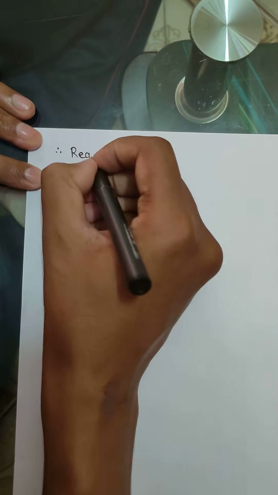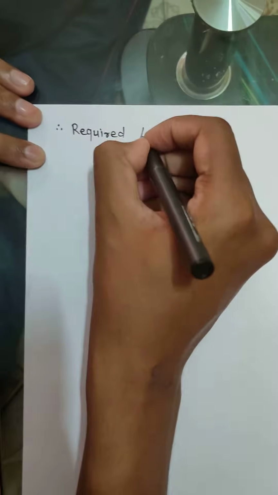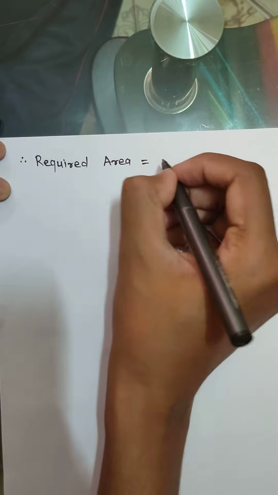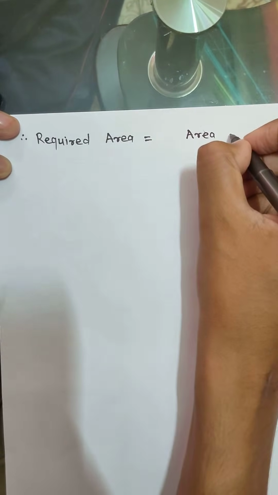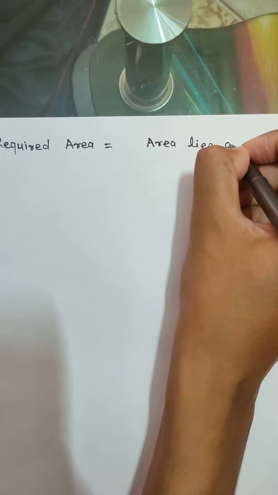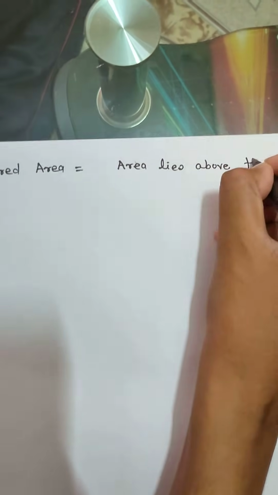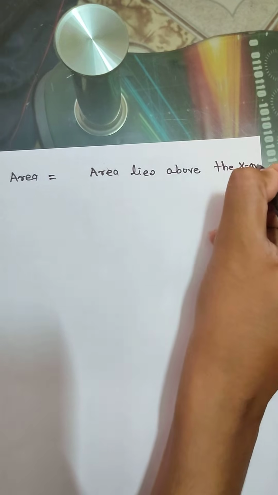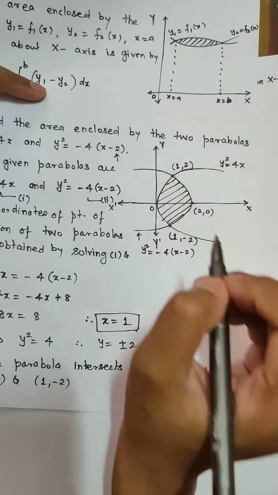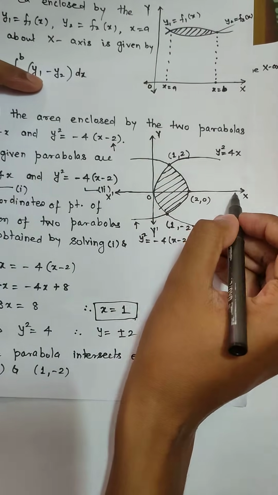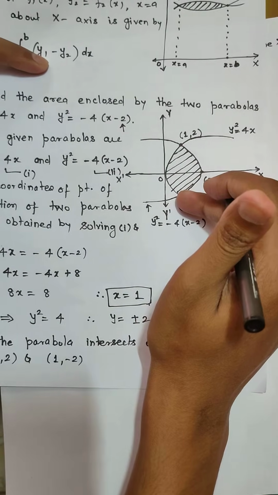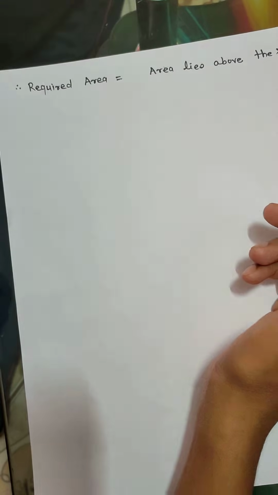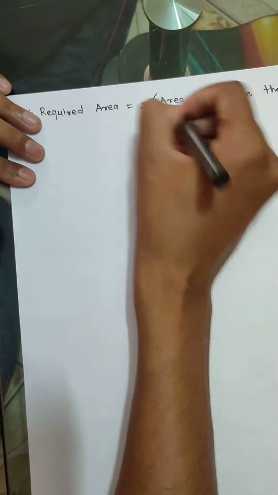What exactly do we have to do here? We have to find out the required area. And what is the required area? The required area lies above the x-axis. Okay, now as you can see from this figure, the figure is symmetric about the x-axis. So whatever area we have above the x-axis must also be below the x-axis. So in this case I will multiply this area by 2.